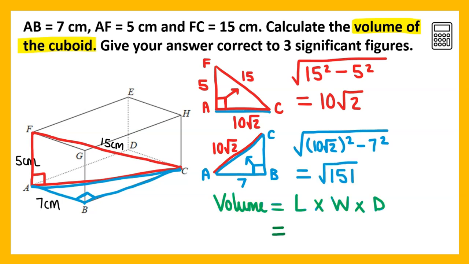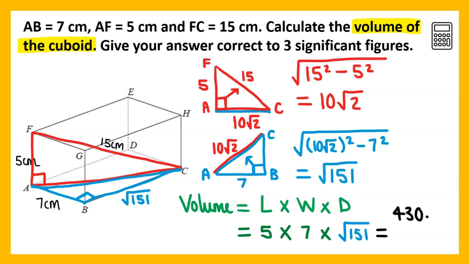Therefore, to find the volume, I can do the length of 5 centimeters multiplied by the width of 7 multiplied by the depth, which has just been calculated to be the square root of 151. This gives me 430.09, which is 430 centimeters cubed to 3 significant figures.